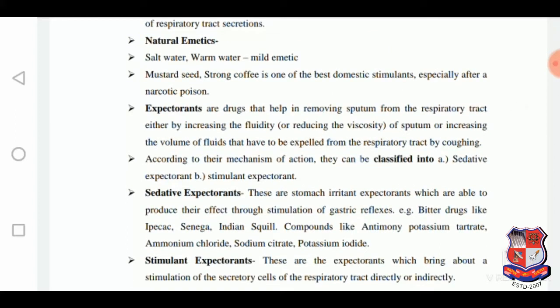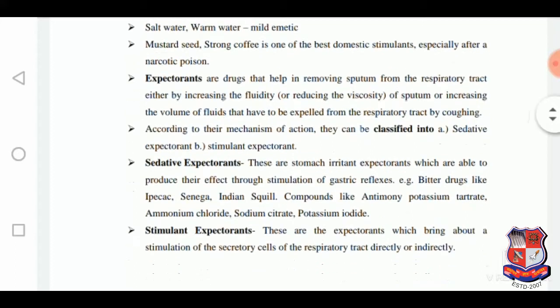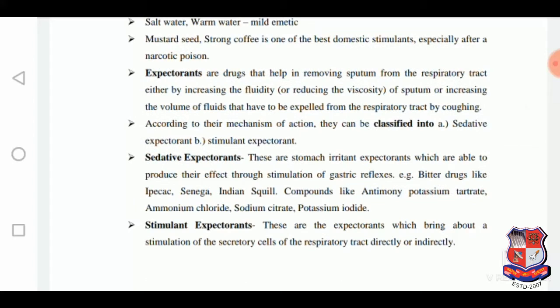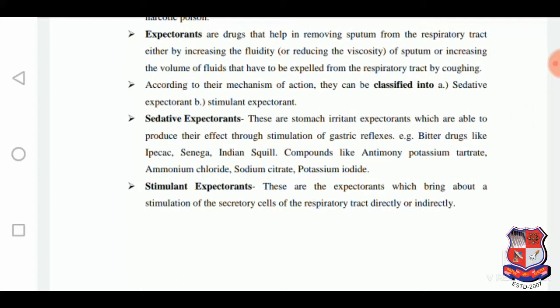Expectorants are drugs that help in removing sputum from the respiratory tract, either by increasing the fluidity of the sputum or increasing the volume of fluids that have to be expelled from the respiratory tract by coughing. According to their mechanism of action, they can be classified into sedative expectorants and stimulant expectorants. Sedative expectorants are stomach irritant expectorants, which are able to produce their effects through stimulation of gastric reflexes. Examples are bitter drugs like ipecac, senega, and saline compounds like antimony potassium tartrate, ammonium chloride, sodium citrate, potassium iodide.